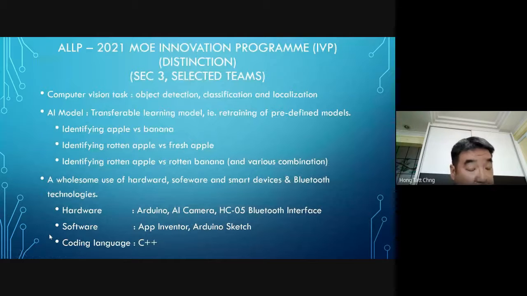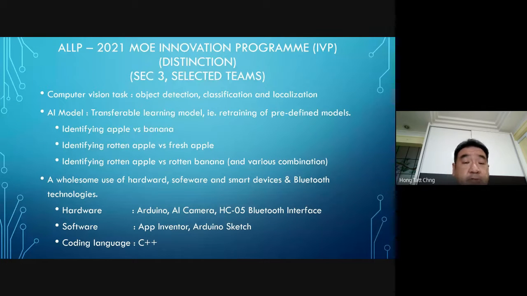So from what you can see here, in this whole process, they actually learn how to do detections, classifications, localization, by applying the transferable learning model, right? And what differentiates our AI projects from the rest is that they use a fair bit of hardware together with software, mobile devices, and on top of that whatever coding mechanism supports it. In this case, we embark on C++ as well, right?